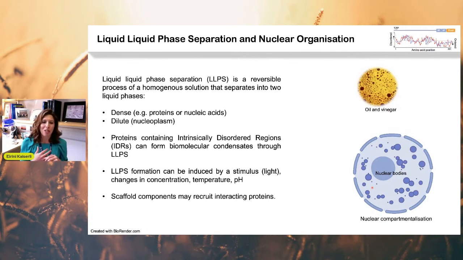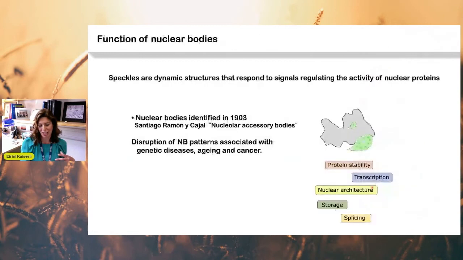Now, it's common for proteins that contain these intrinsically disordered regions to form these biomolecular condensates or nuclear bodies, and they're regulated by different stimuli, concentration, temperature, or pH. And sometimes you have scaffold proteins that recruit other proteins into there.